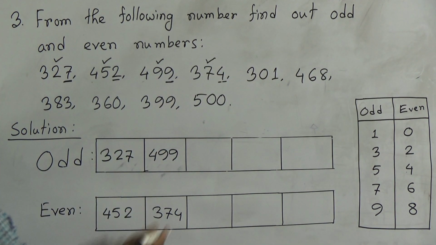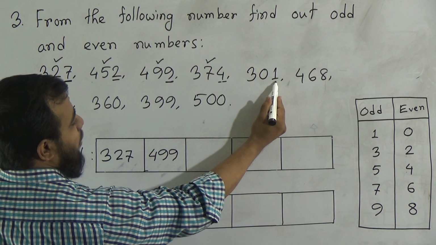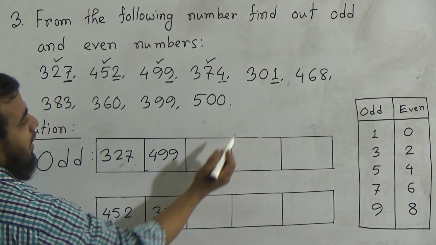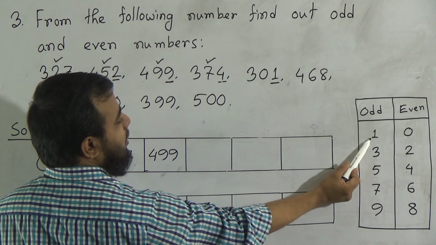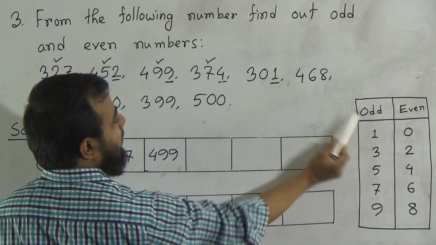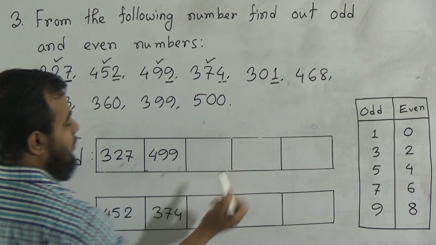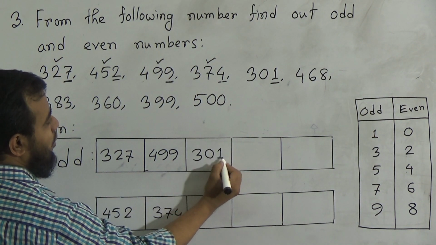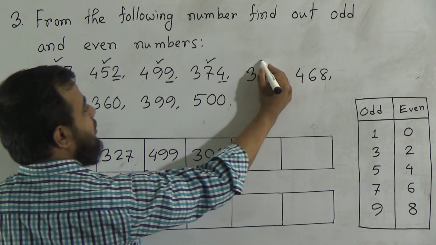Now the fifth number is 301. In the ones position we have 1, and we know that if we find 1 in the ones position, then that number will be an odd number. So 301 will be our odd number. So this is also written.